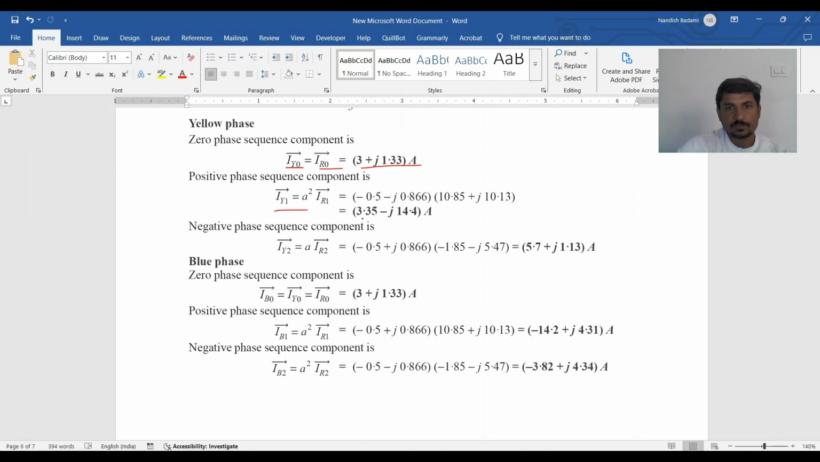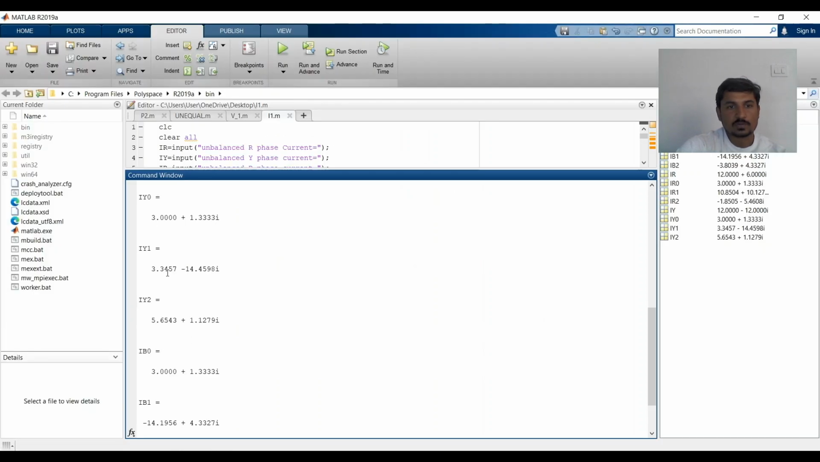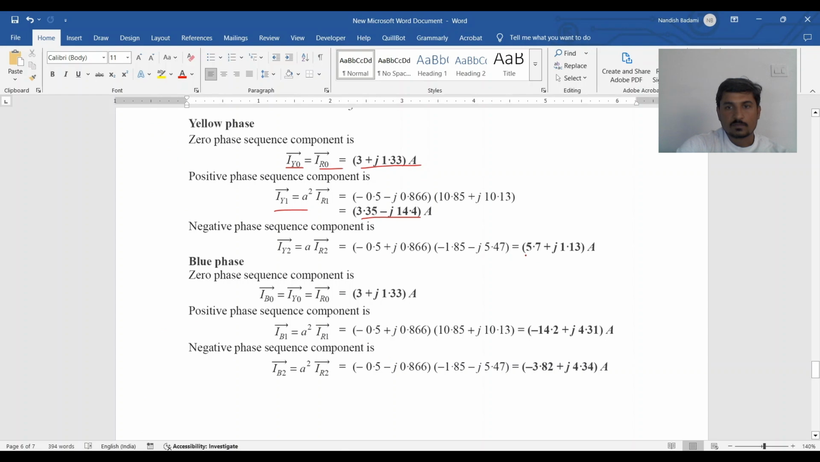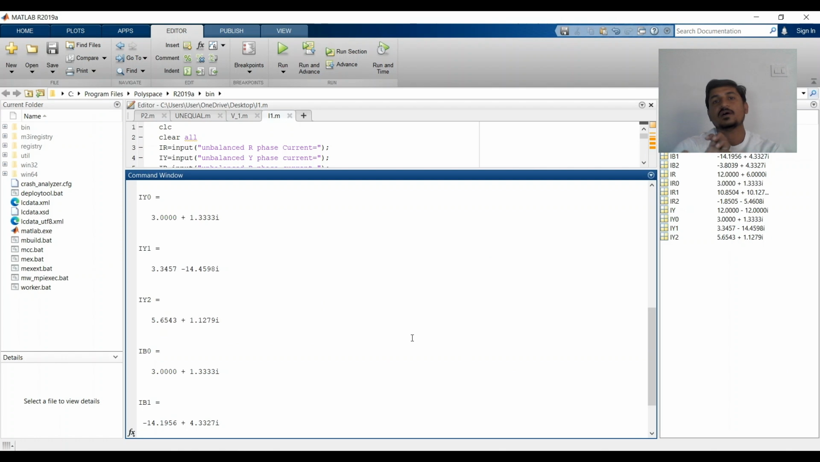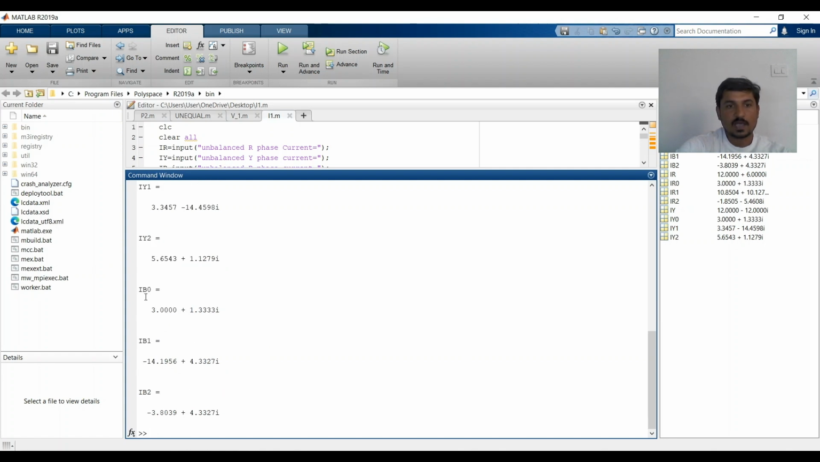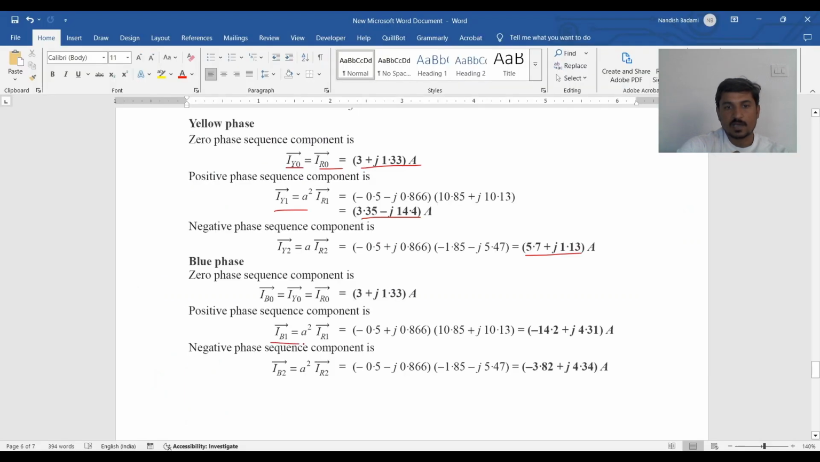IY1 is equal to 3.35 minus J14.4. Here we are having 3.35 minus 14.4. IY2 is 5.6, 1.12, 5.7 and 1.13. The decimal values have been rounded off to a single digit. That's why they have taken it to the next value. Similarly, IB0 is the same as that of IR0 and IY0. IB1 is minus 14.19 plus 4.33.